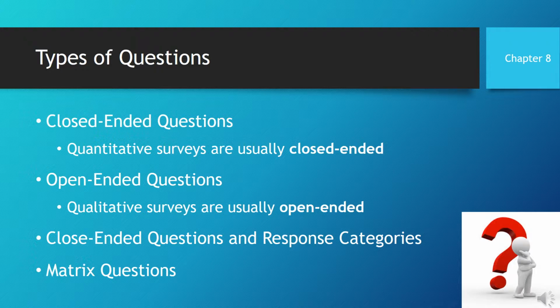Close-ended questions and response categories allow for disagreement, account for social desirability, minimize fence-sitting and floating, and also use Likert-type response categories. Matrix questions are a series of questions that contain a common theme and have the same response choices.